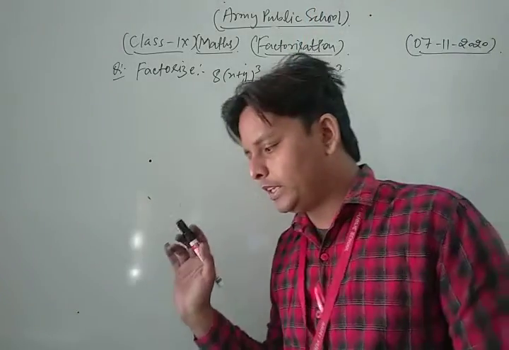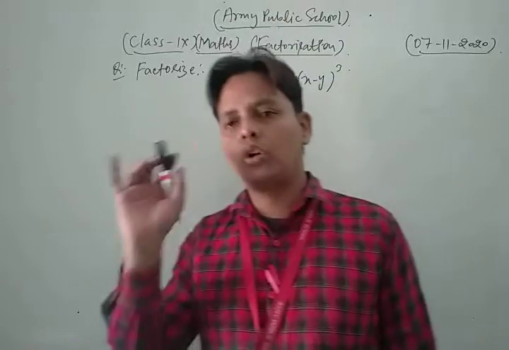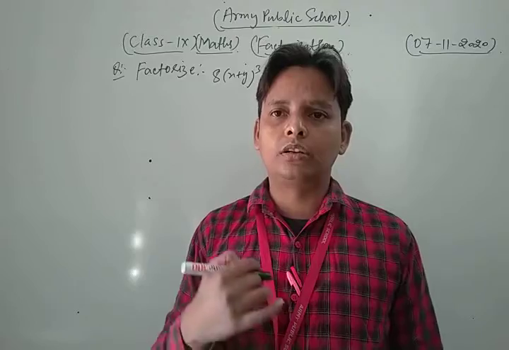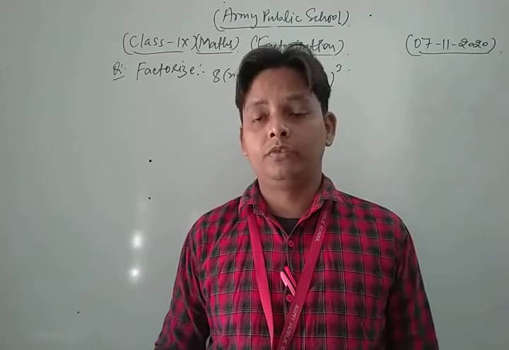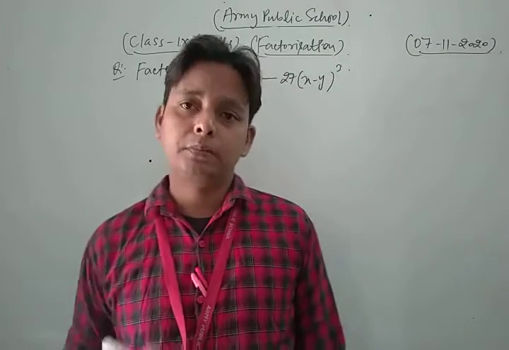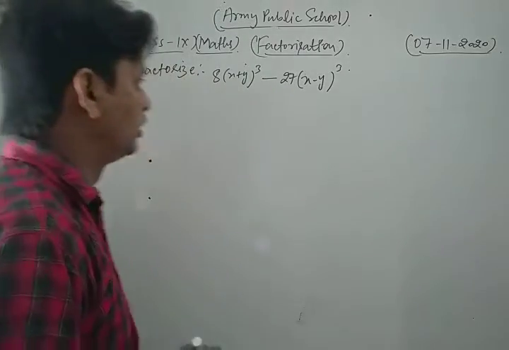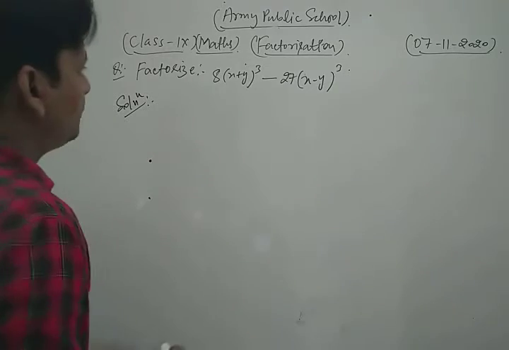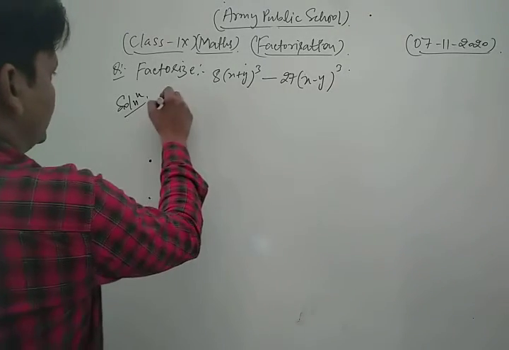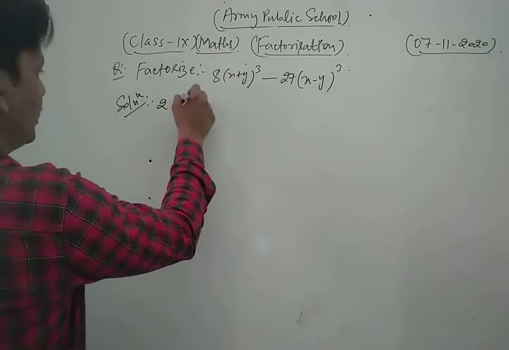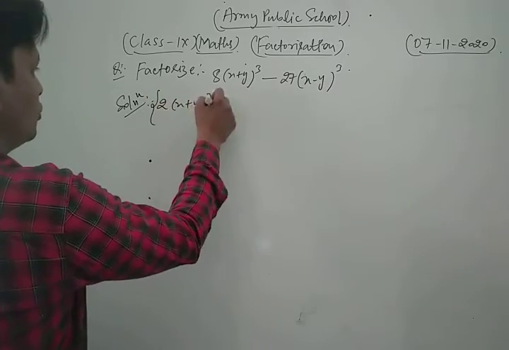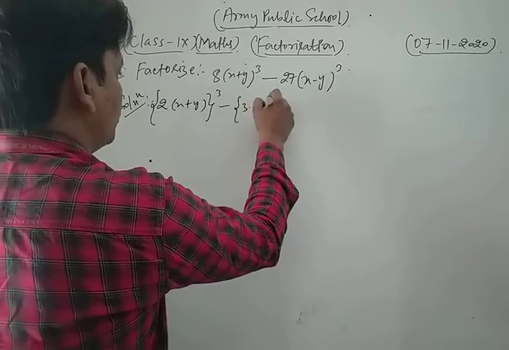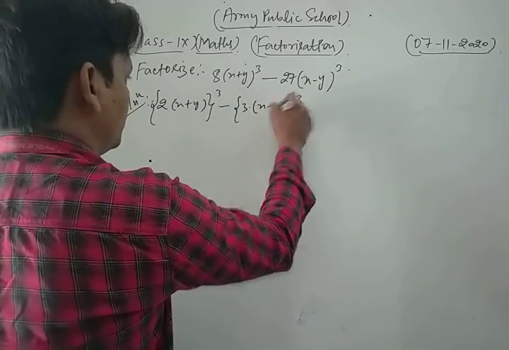First of all, dear students, in all that type of question, you first observe the question, and then after that you think on which identities that question is solved. Okay, so this is the important fact of that type of question. So let's see its solution. First of all, we can write the given question in this way. This is 2 into (x plus y) whole cube, minus we can write 3 into (x minus y) whole cube.